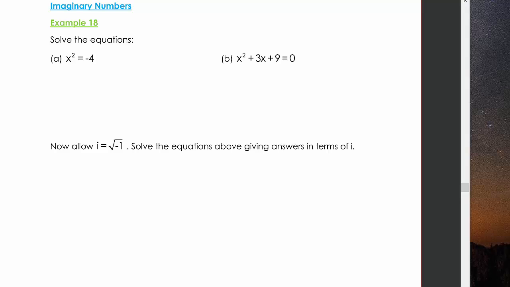We want to solve the equations shown here. So the first one is x squared is equal to negative 4, and there's no solution. So we can't really go anywhere with that one.